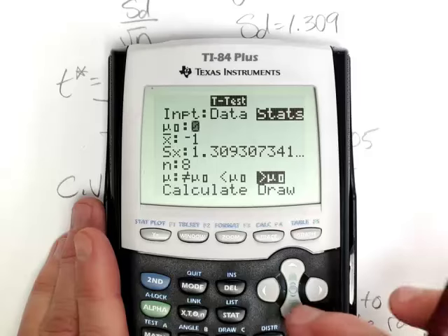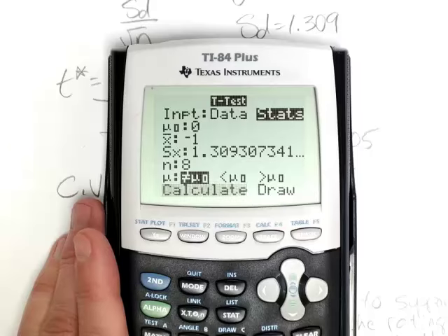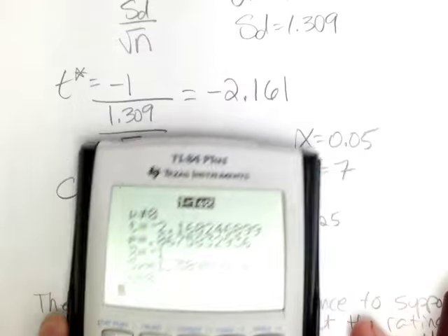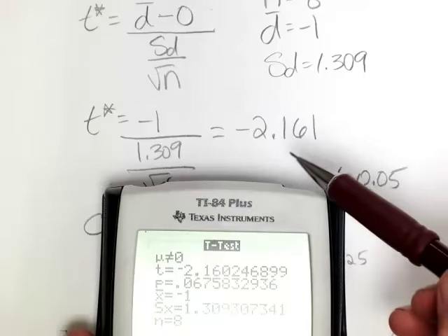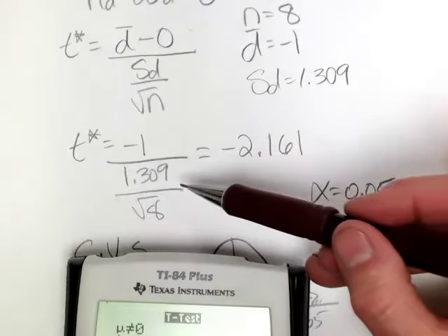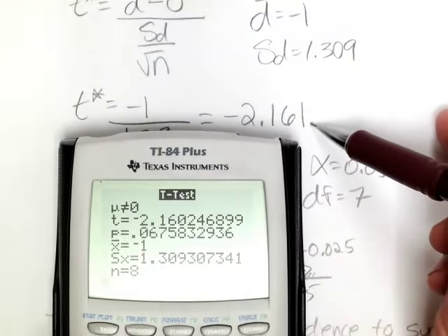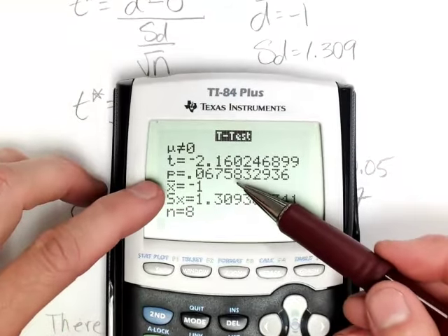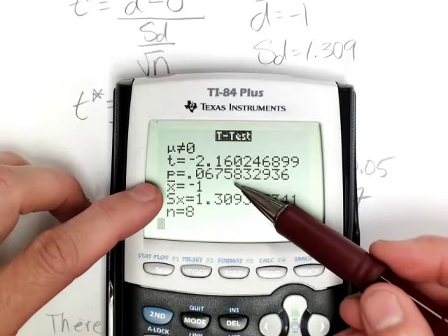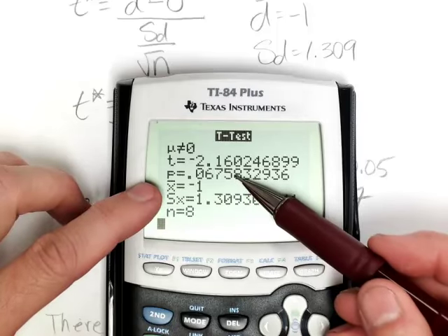I do want to change my direction of alternative because recall this is a two-tailed test. And press calculate. So we'll see that we get approximately the same standardized test statistic. Now doing this by hand, because I didn't carry out that standard deviation quite as far as the calculator did, there is a slight discrepancy here, but nothing that would change the decision. And then here's the corresponding p-value. Since our p-value is greater than our significance level, we're failing to reject the null hypothesis.